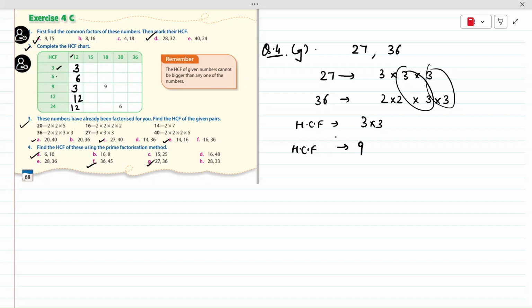Okay, so what do we have to do? Find the prime factors first, then find the common factors and multiply, for prime factorization. And for the common factor method, it is simple. Find all the factors, find the common factors and find the greatest among the common factors. So you can use any method in the exam if nothing is specified. But if it is specified which method you have to use, then you have to do it accordingly.